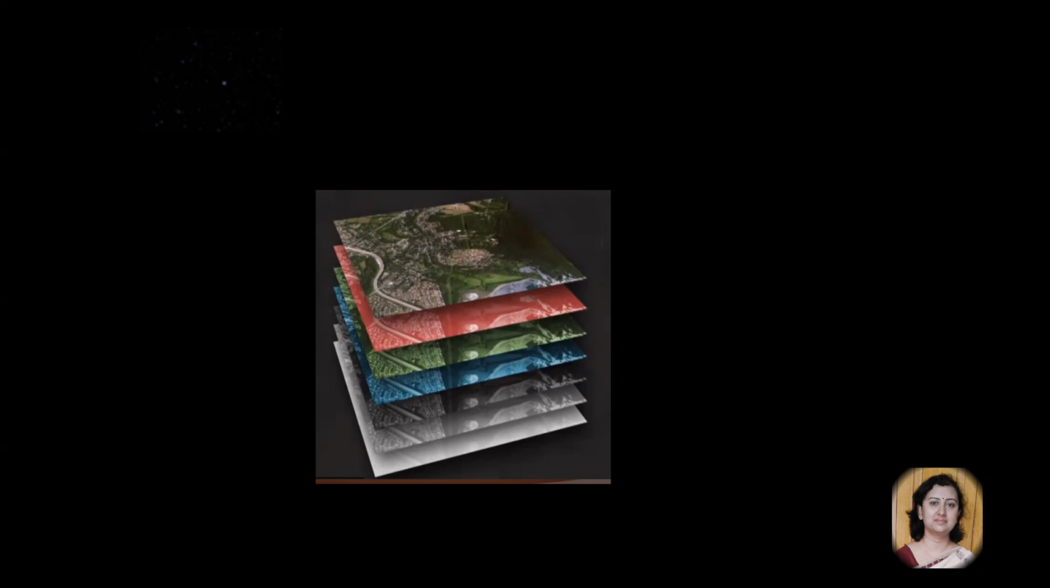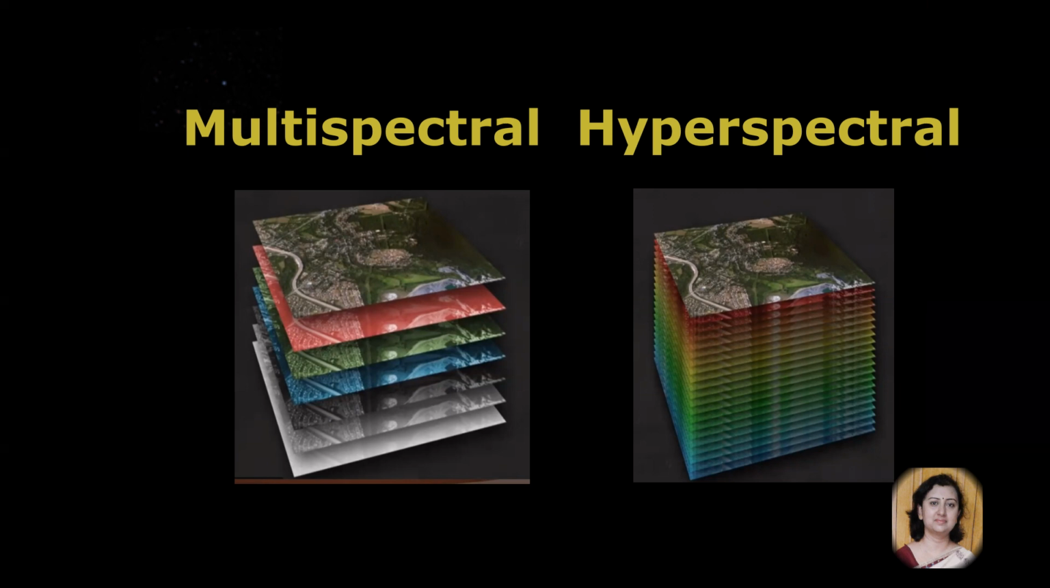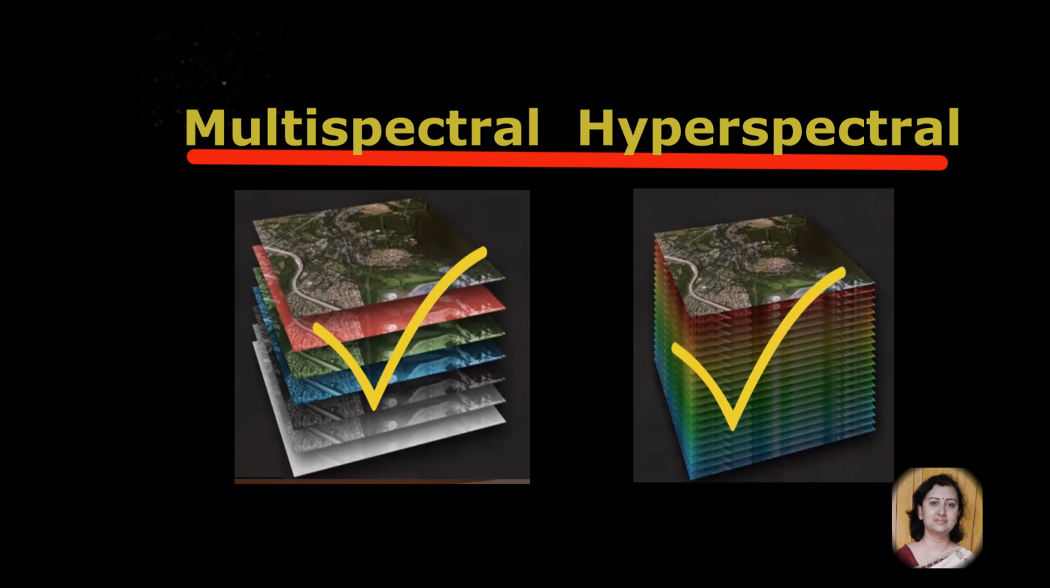So here we see a multispectral image and a hyperspectral image. In case of multispectral images, the sensors intercept images in bands that are more than 1 in number. And in case of hyperspectral images, the number of bands exceeds 100, so up to hundreds of bands. So there are different sensors that are multispectral and hyperspectral in nature, and we will be discussing them in the subsequent modules.